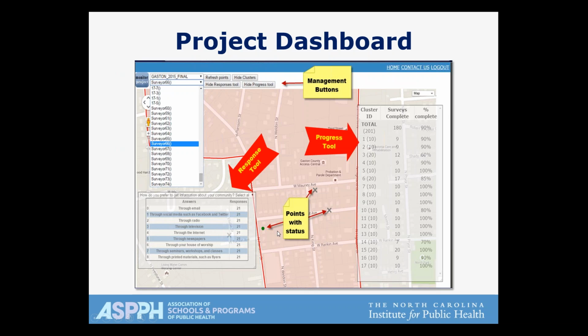And then on the screen you have your points, where green indicates that they still need to be collected, and when they're completed, they are X'd out on the screen. So that's the meat of the tool, what we're calling the dashboard.